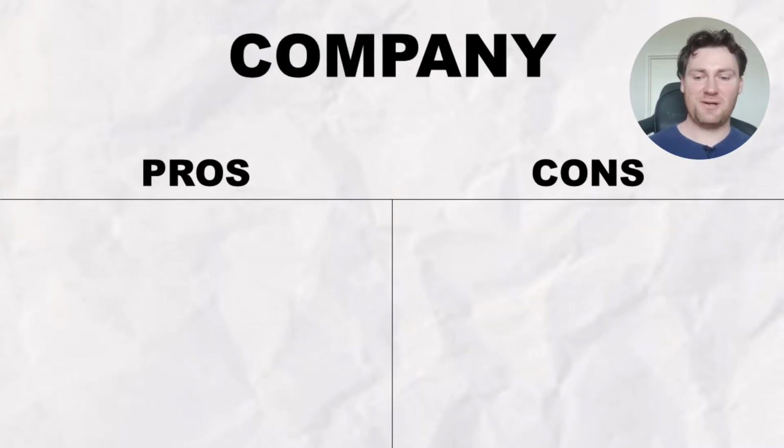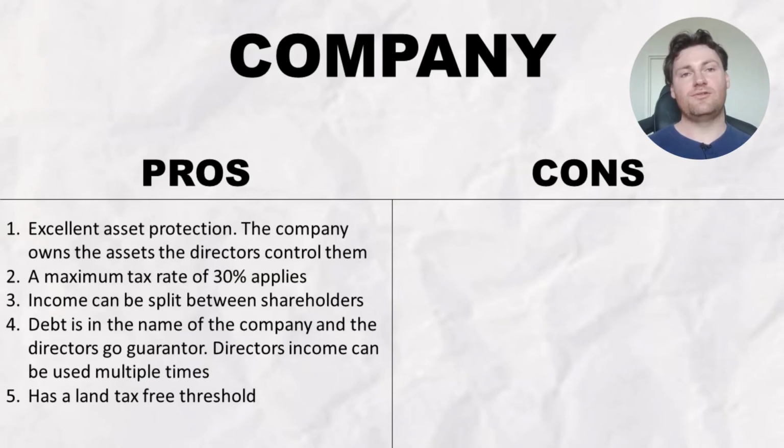Let's take a look at the last one, the company. When choosing to use a company to purchase real estate, it provides excellent asset protection because the company itself owns the assets and not you. The directors control the assets, which you would be one of. Another advantage of the companies is that there is a maximum tax rate of 30%. No matter how much income the company produces, only 30% of it can be taxed.